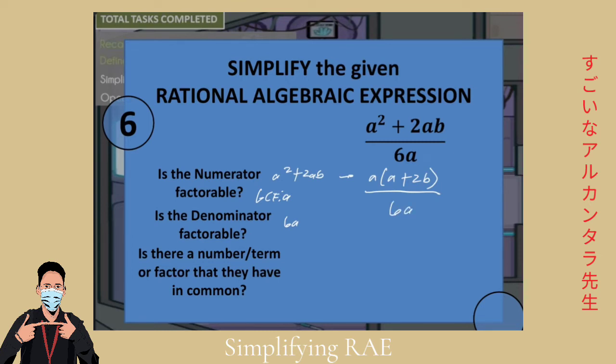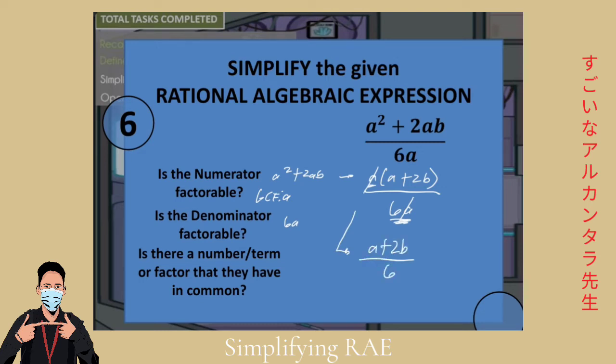Now, earlier, we were canceling out or simplifying binomials because there are binomial factors that the numerator and the denominator have in common. This time around, we can notice that the GCF outside is a monomial, similar with the denominator, and they both have a. That we can simplify. So this will now become a plus 2b all over 6.